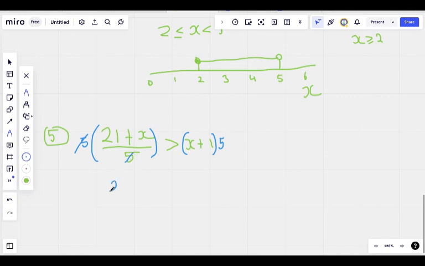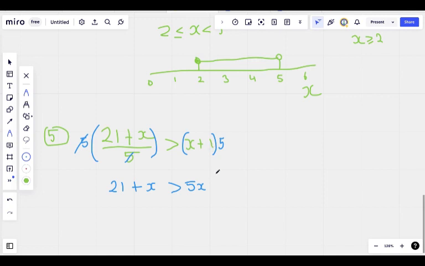On the left, we only have now 21 plus x, because the 5 on top cancels out the 5 at the bottom. So I have 21 plus x is greater than. Now you have to expand this one. You have to expand 5 times x. You have 5x. The 5 outside multiplies everything inside the bracket. So you have 5x here.